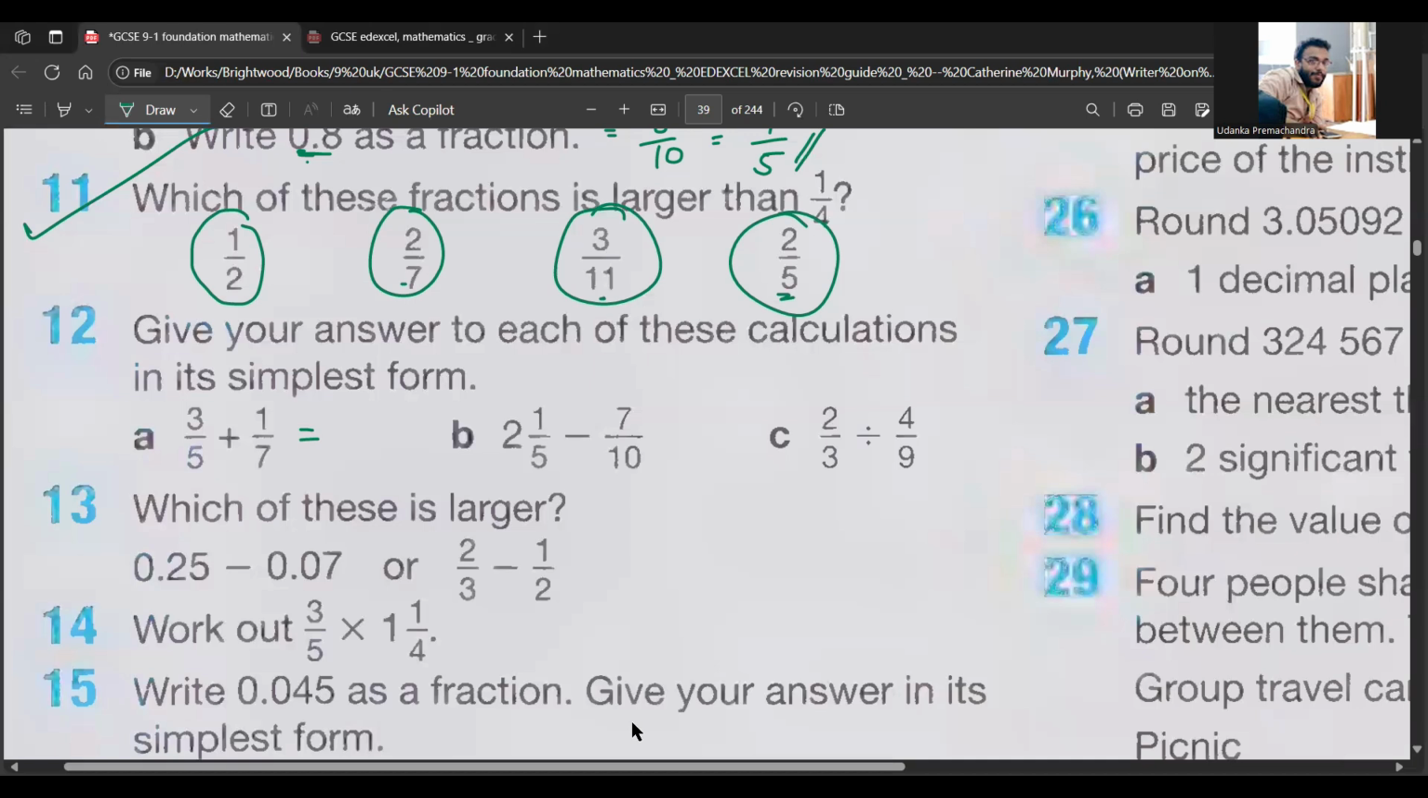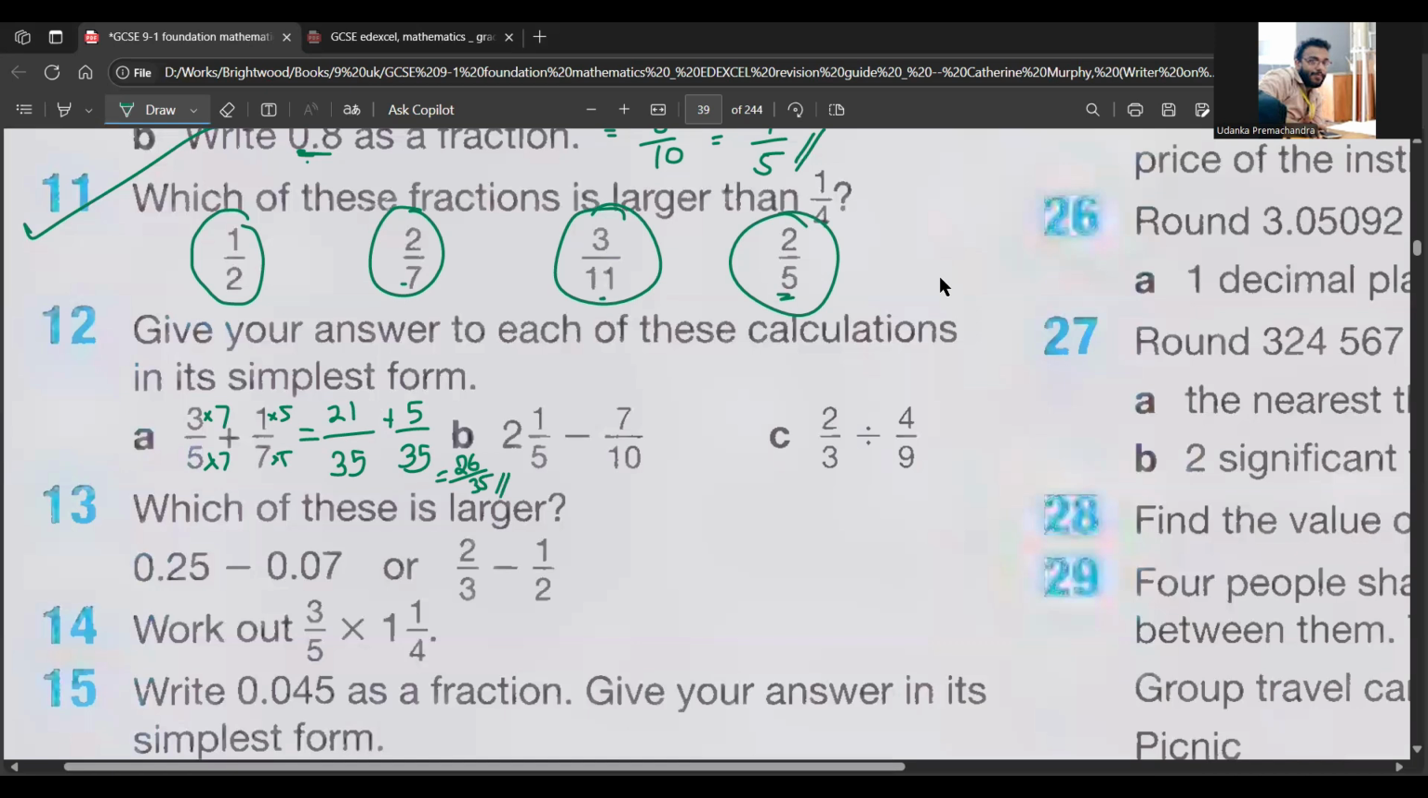Okay, what is the answer for the first one? 26 over 35. Okay, you have to consider this one as a 35. So this one multiply by 7, here also 7, 21. You have to multiply by 5 here, by 5. 5 over 35. So when you add these two, it's 26 over 35. First one correct. I'm just writing here.